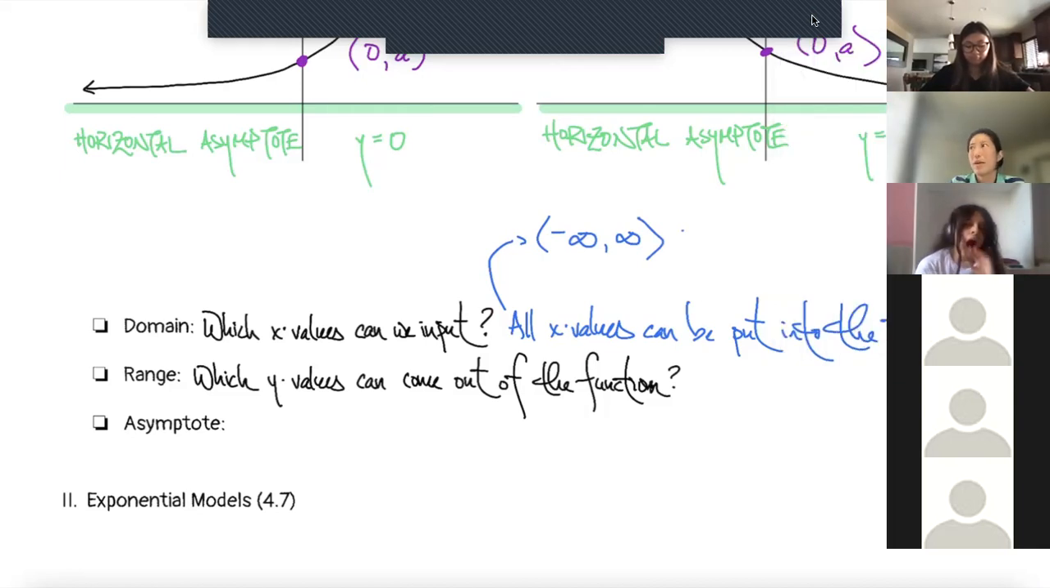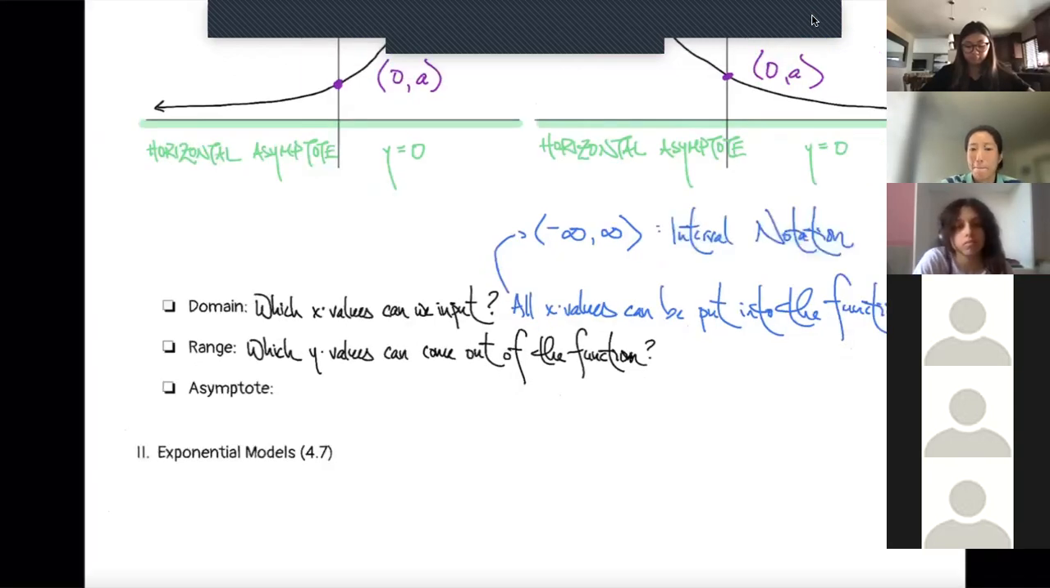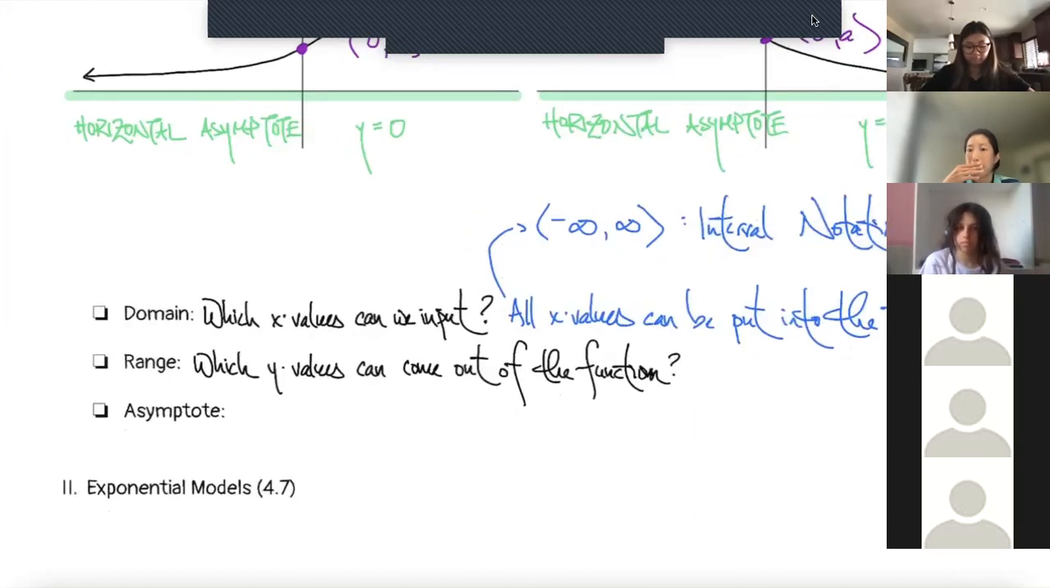Anybody know another way to say from negative infinity to positive infinity? Could you do negative infinity is less than or equal to x, which is less than or equal to infinity? You could do that as well. Yeah, like if you had negative infinity is less than x, that would be okay as well, right? Anybody here ever heard of the phrase all real numbers? Dang it, I was just about to say that.